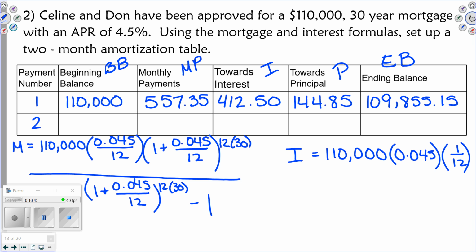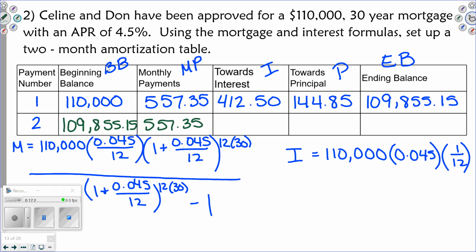Now, when we start payment number 2, things change. Monthly payment stays the same. So what happens to my beginning balance? Is it still 110,000? No, my ending balance now becomes my beginning balance. Because now I don't owe 110,000, I owe $109,855.15. Does your monthly payment change from month to month? No, it's going to stay the same. So my monthly payment is still $557.35. That didn't change.